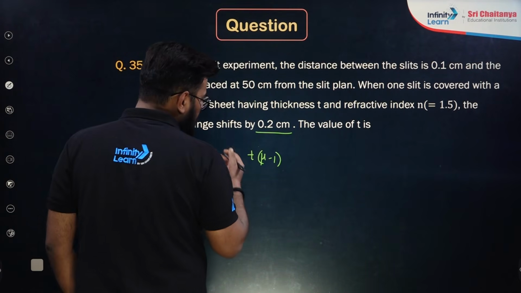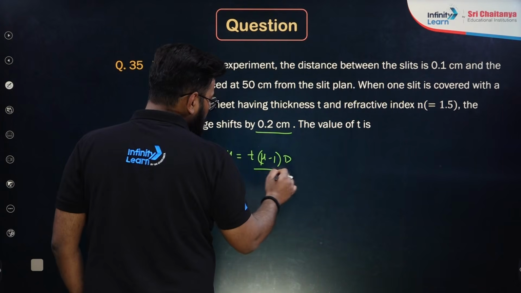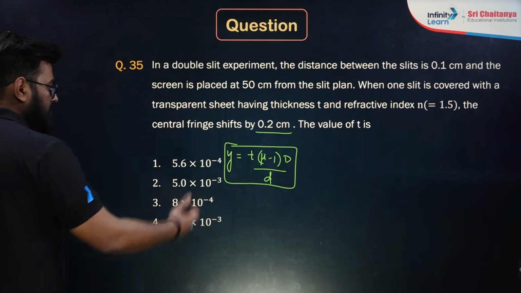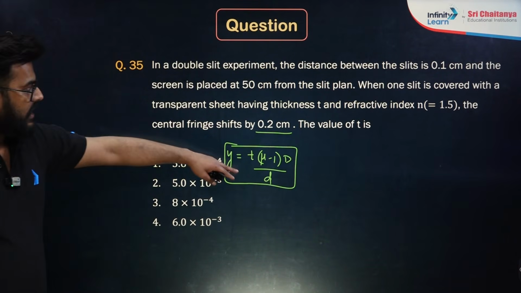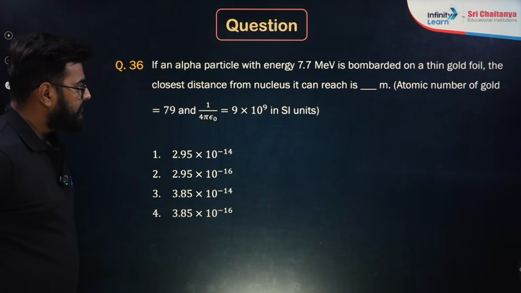Now, if you just put this in y equals delta x into capital D upon small d, you will get the value of shift. So simple concept, simple formula based problem. You just have all the values over here, just put them in. You will get the answer as option number 3.